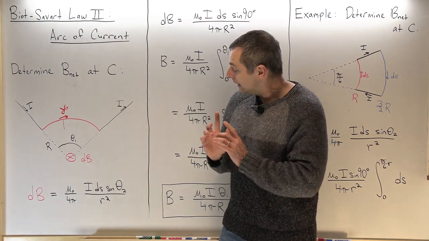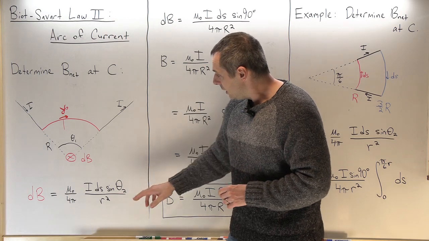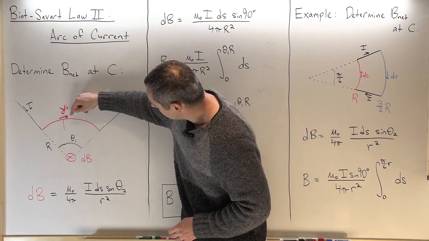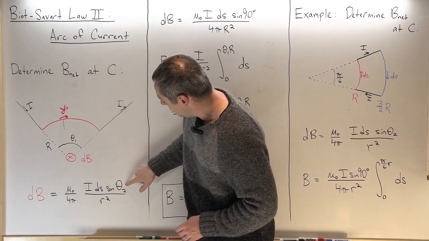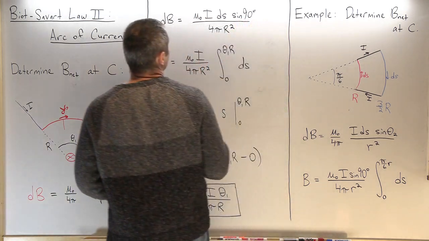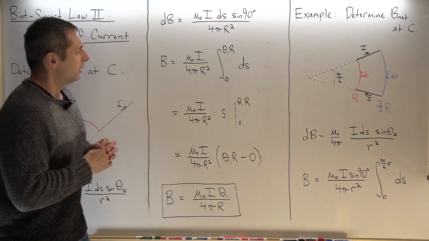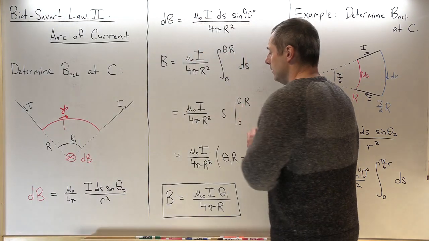All right, so let's move on and fill in some of the pieces. This angle, theta 2 over here between ds and the radius, no matter where you are in the arc, is always 90 degrees. So that's what I fill in there. And that's about as far as I'm going to go before I start integrating.